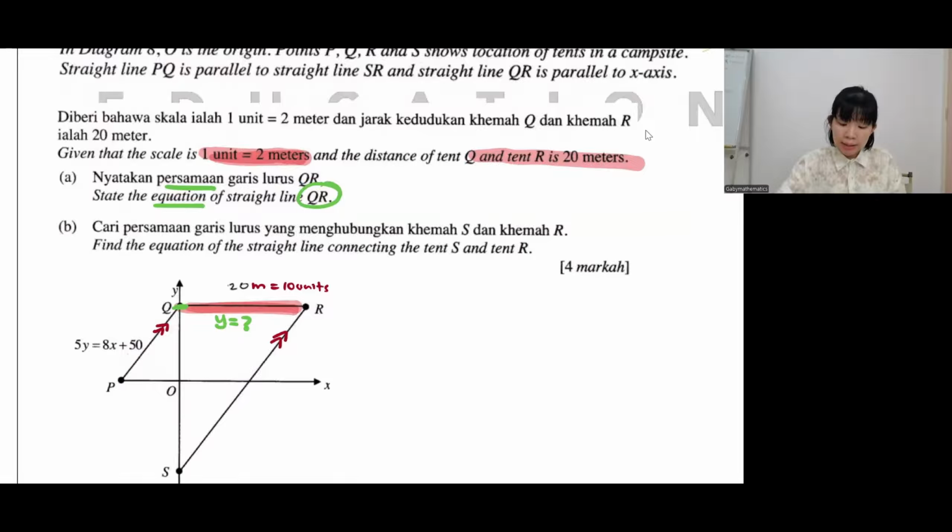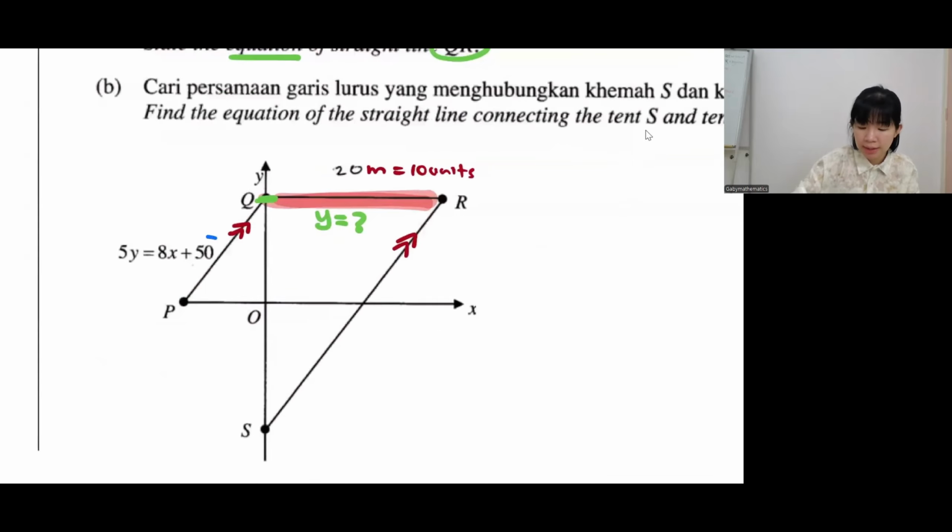So they give us another equation here: 5y equals 8x plus 50. So Q is actually the y-intercept of this line, the c, isn't it? Can we say the c is 50? First thing, is this even in y equals mx plus c? The equation is not arranged in y equals mx plus c. You can't say that the gradient is 8 and the c is 50. Cannot. So you need to arrange it first, in y equals mx plus c.